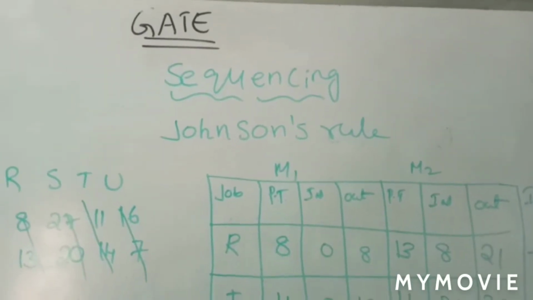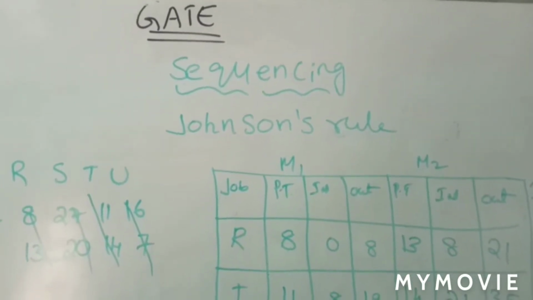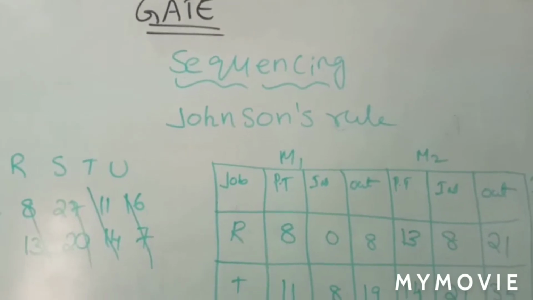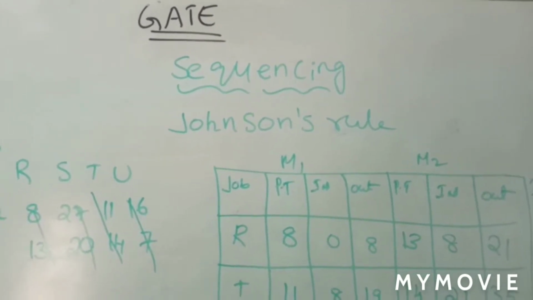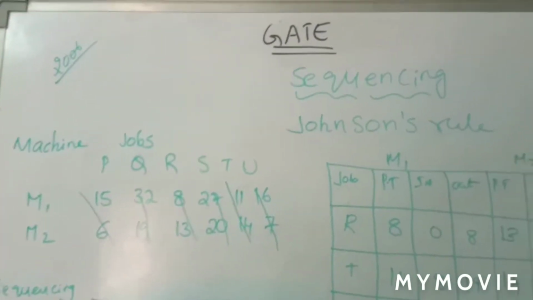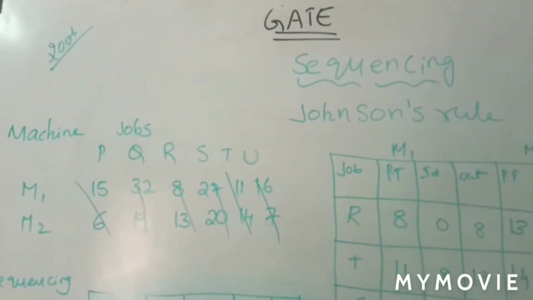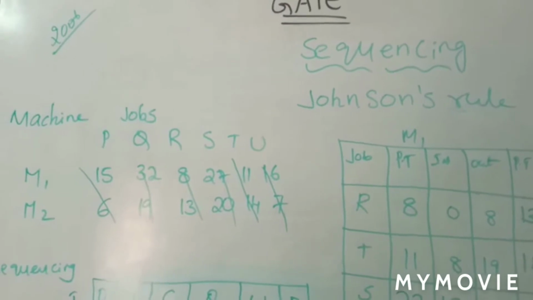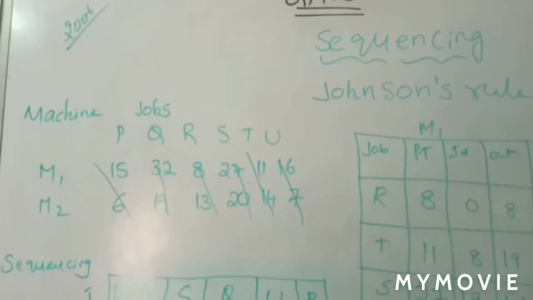So in this class, I tried to explain the sequencing problem by using Johnson's rule. The same problem was asked in the GATE examination in 2006, right? So how are you supposed to solve this problem? We can go step by step. We'll move further step by step, right?